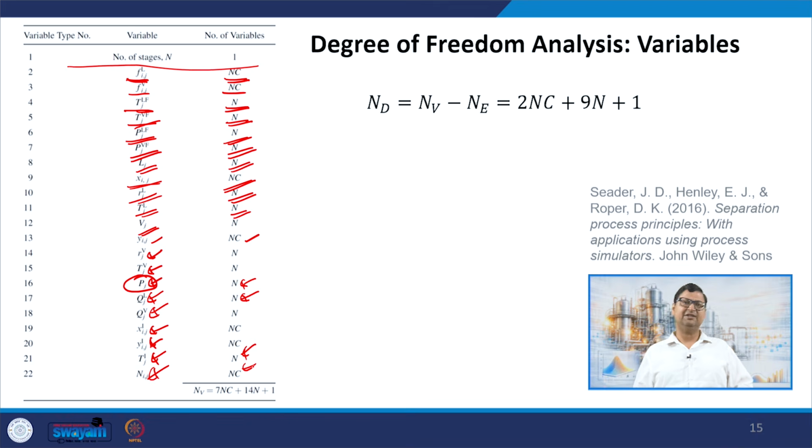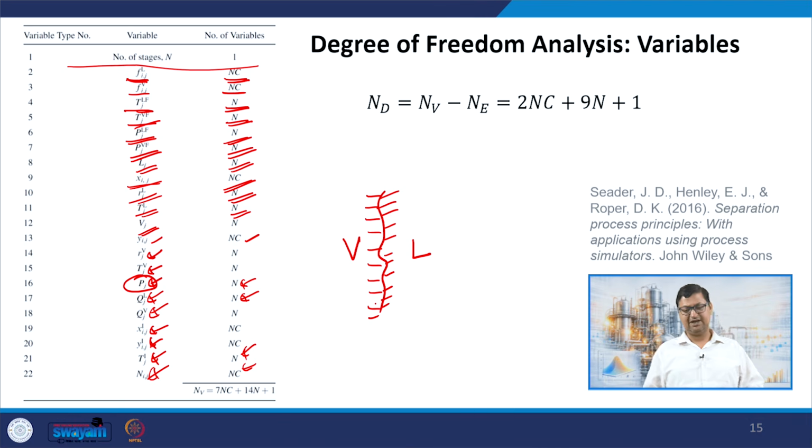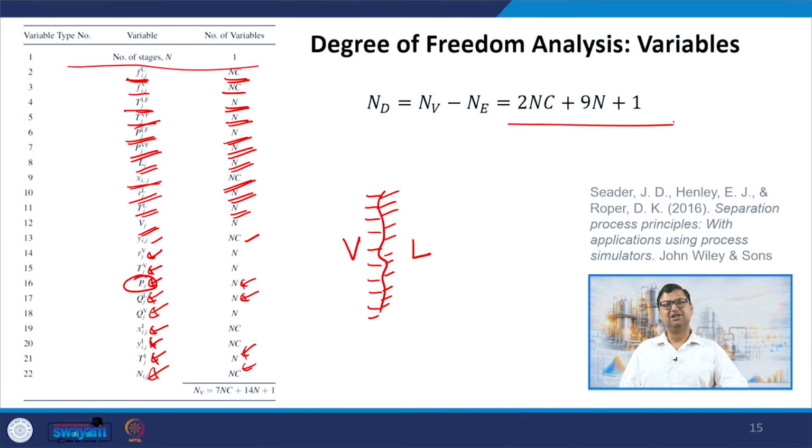Keep in mind that I am defining the interface variables separately, and that interface is being shared by the vapor and the liquid which is present there. So, basically the interface conditions are counted both for the liquid side and for the vapor side of things. In the next class, we will do those equations in more detail. So, now we can compute the degree of freedom, which is the number of variables minus the number of equations, and in this particular case it comes out to be something like this.